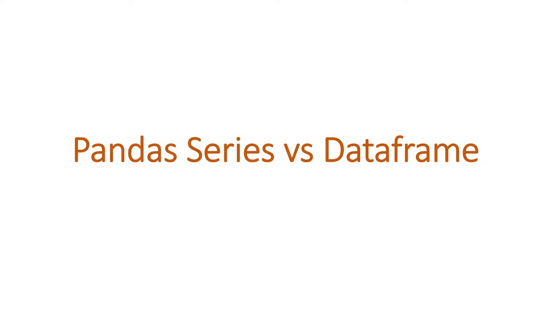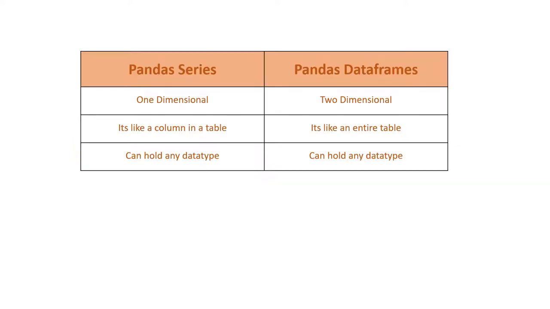In this Python Pandas tutorial series, let's see what is Pandas series and data frame. Let's understand the difference between these two. Starting with Pandas series, it's a one-dimensional object. When I say one-dimensional, you can just imagine a single column in a table. A single column is just a one-dimensional object, right? So this is how a Pandas series will be. I will show an example of how this works in our next section.